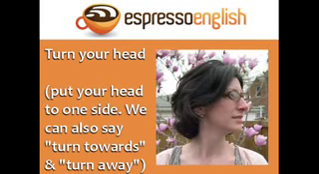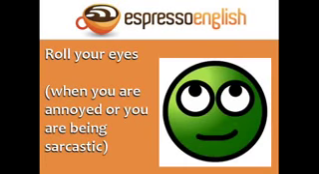Turn your head. To turn your head is to direct it to one side. We can also say turn towards when the person turns to look at something, and turn away when the person turns in the opposite direction. Roll your eyes. If you roll your eyes, it is often when you are annoyed, when you want to be sarcastic, or when you think something is stupid. Be careful with this gesture, because it can be impolite.